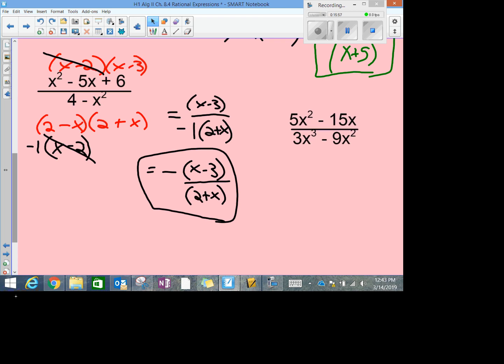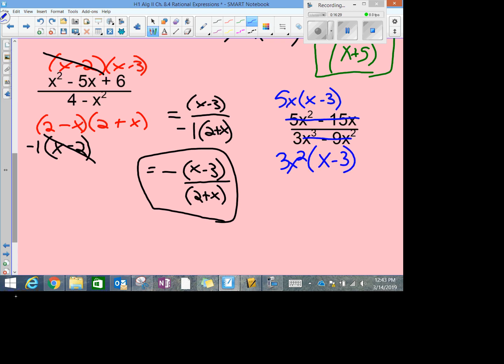What can we do with the top, 5x squared minus 15x? Do you see that, Pam? Right, we can take out 5x, and we're left with x minus 3. What about the bottom? We take out 3x squared, and we're left with x minus 3.